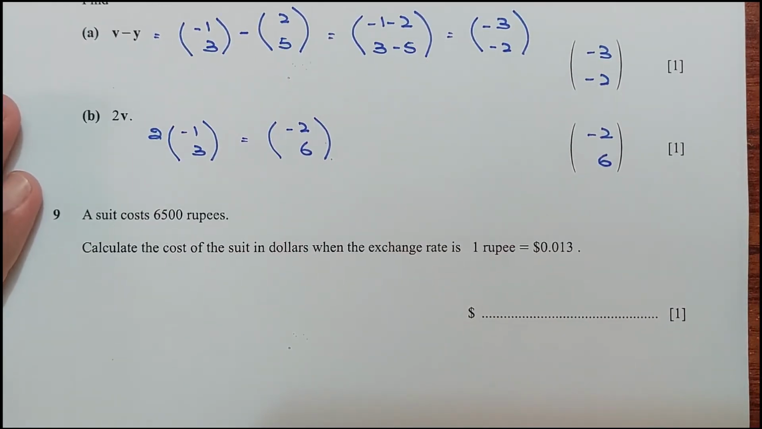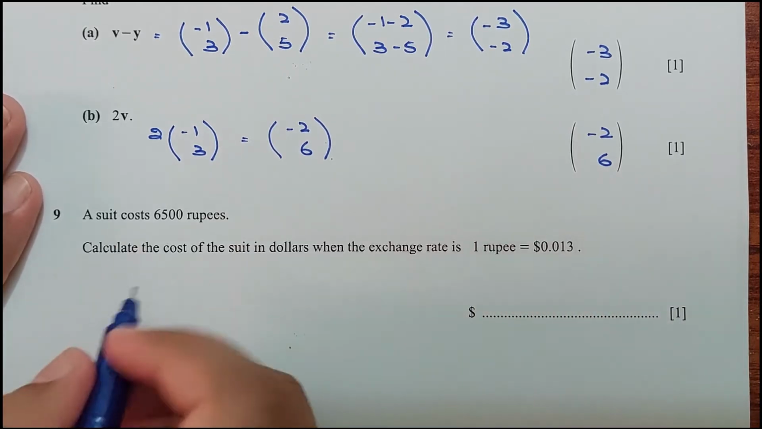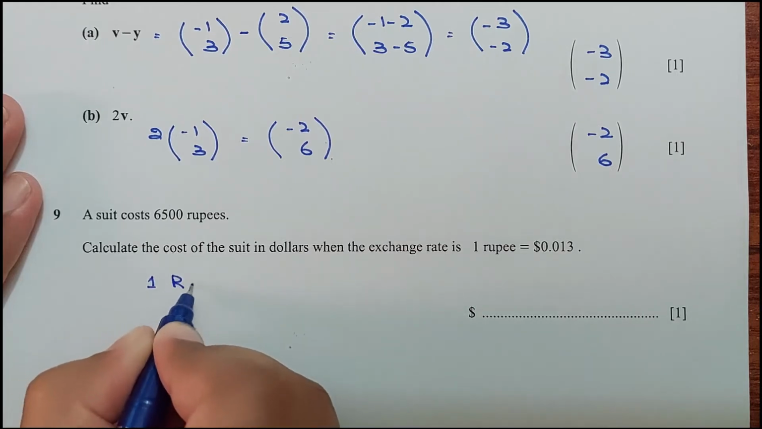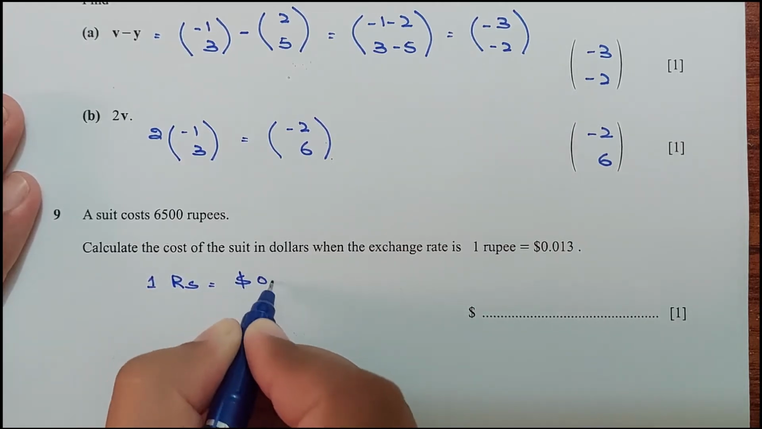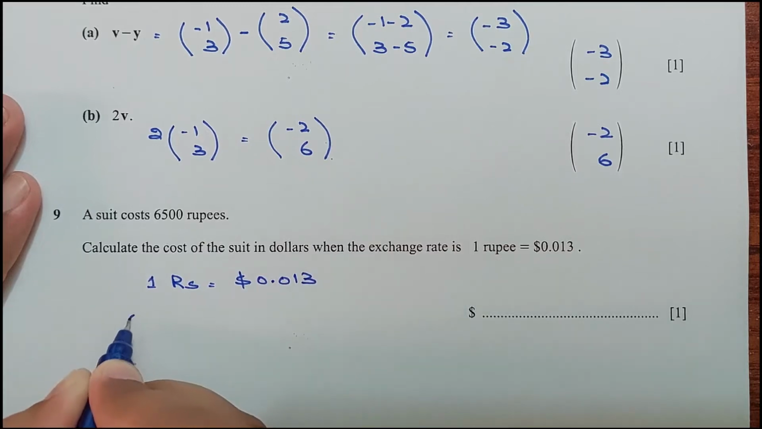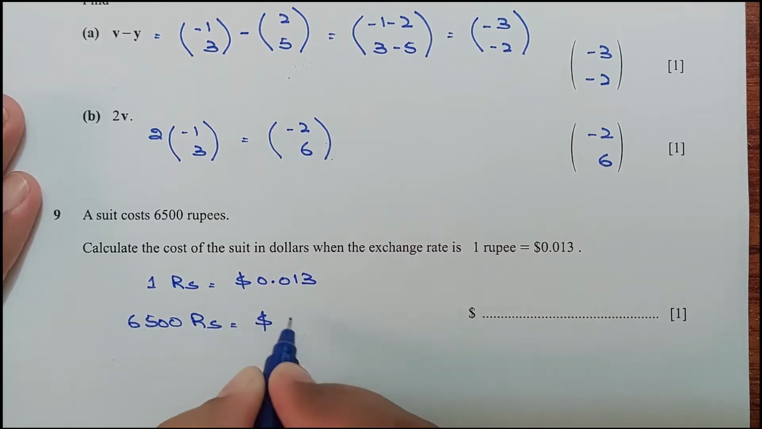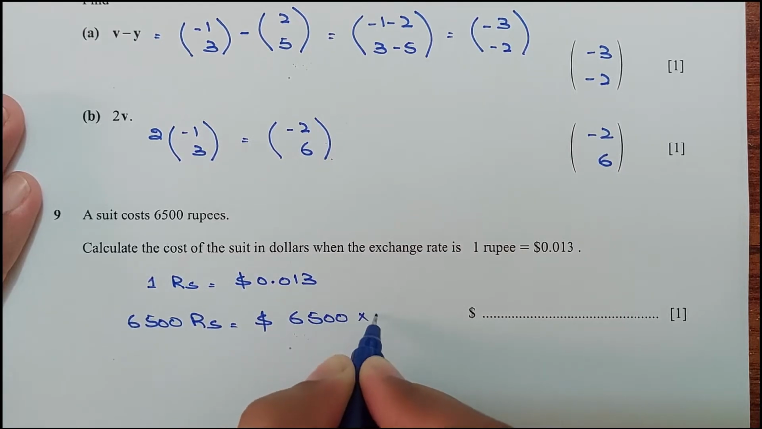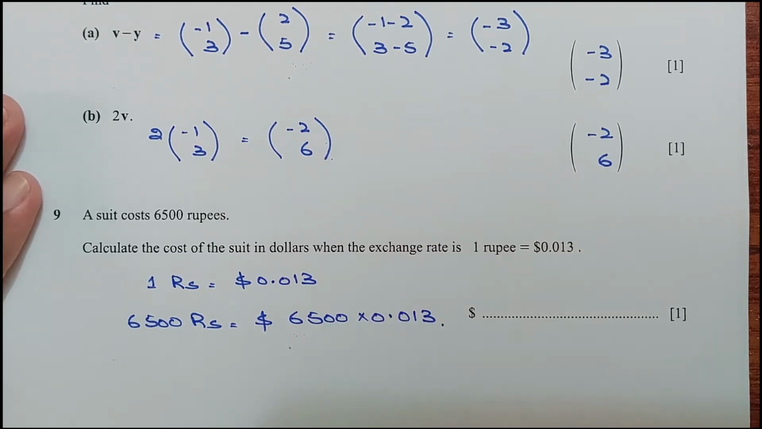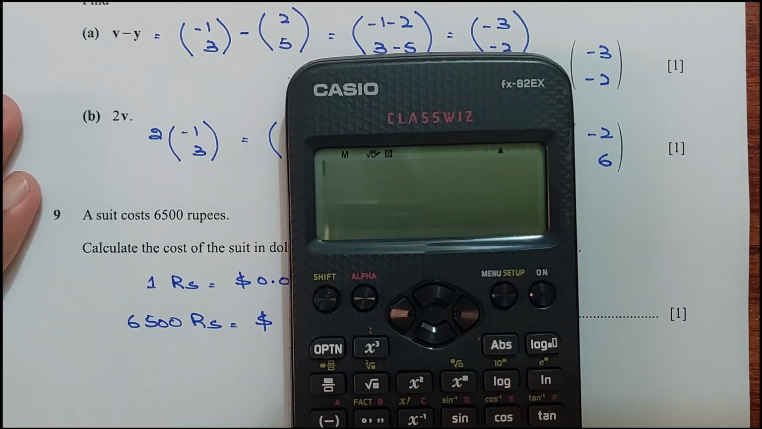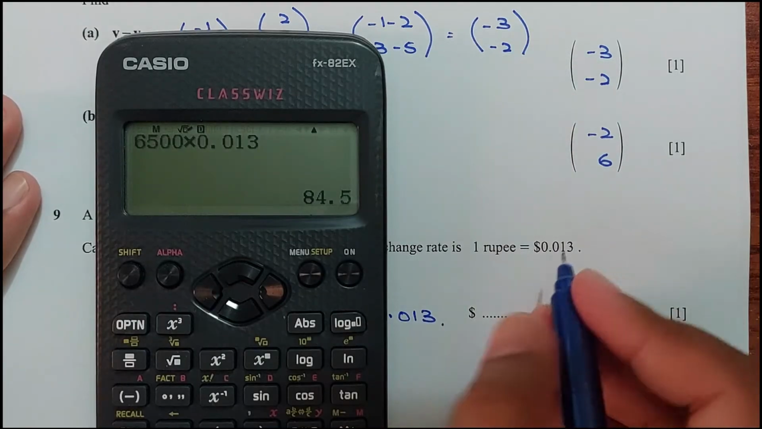Number 9, a suit costs 6,500 rupees. Calculate the cost of the suit in dollars when the exchange rate is 1 rupee equals this many dollars. Okay, so 1 rupee we have been given is $0.013. What about 6,500 rupees? In terms of dollars this is 6,500 times 0.013. 6,500 times 0.013 is $84.5.